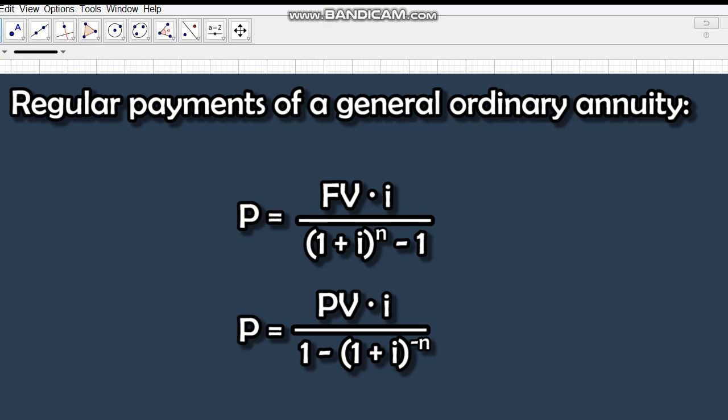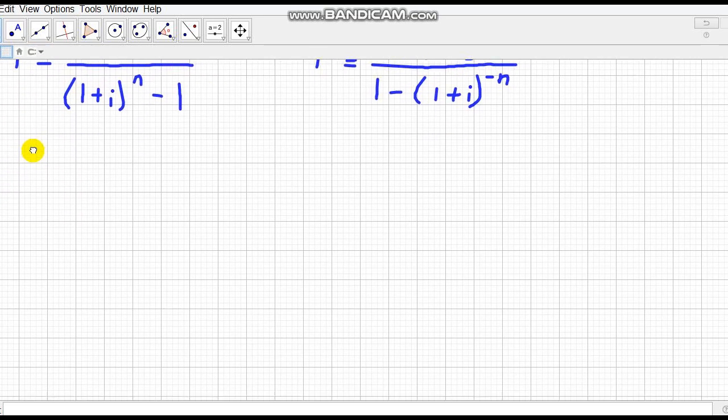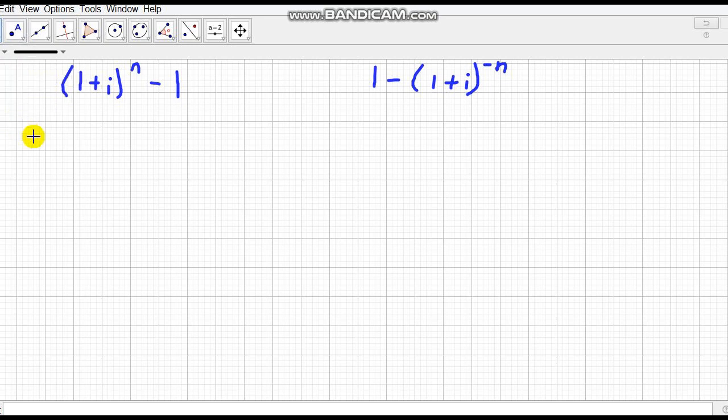And if the present value is given, we can make use of P is equal to present value times i all over 1 minus the quantity 1 plus i raised to negative n. We still make use of the same formula for the regular payments. The only difference is, again, the interest rate per period. Now, if it's annuity due, we just have to multiply the denominator with 1 plus i so that it accounts for the beginning of the period.